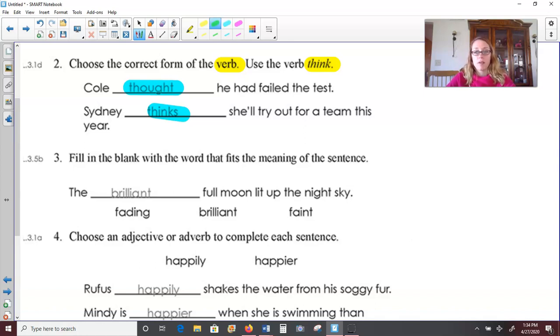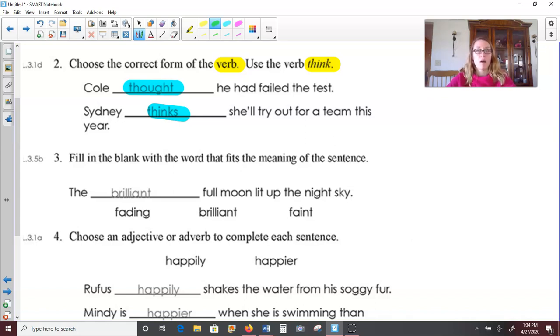Okay, number 3, fill in the blank with the word that fits the meaning of the sentence. The blank full moon lit up the night sky. The fading full moon? Well, if it was fading, it wouldn't really light up the whole sky. Brilliant full moon or the faint?